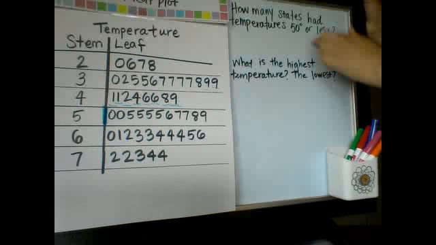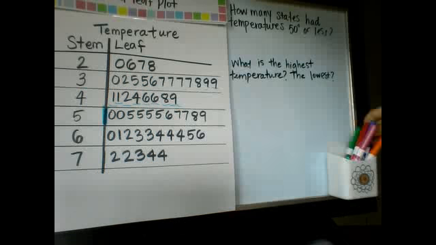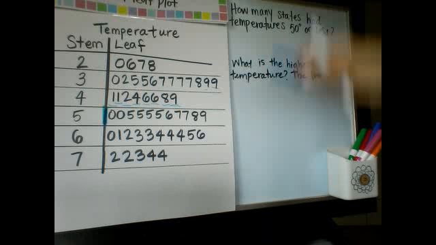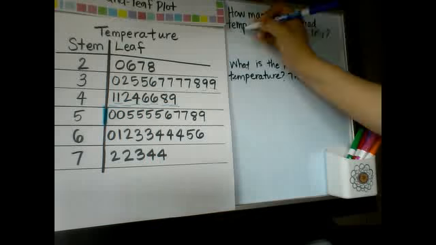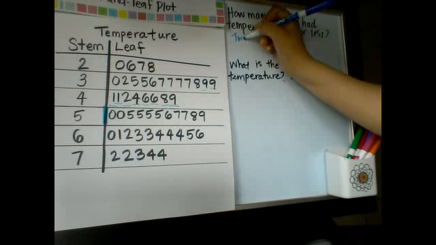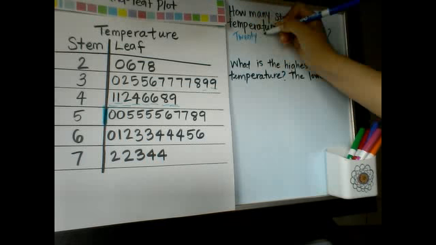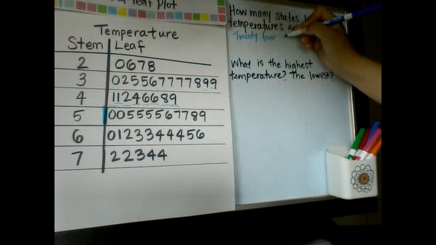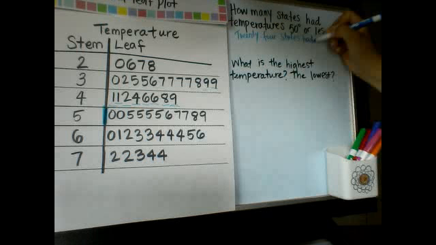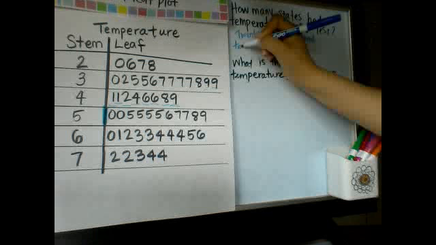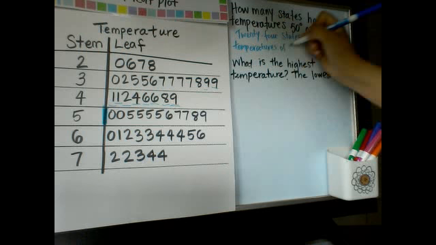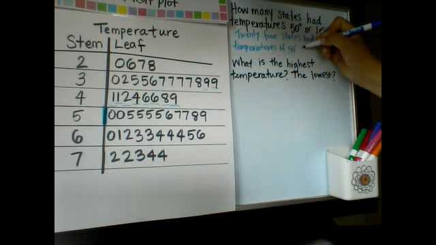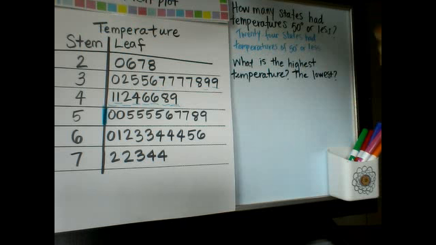So now when we answer the question, we get a blue pen for that so you can tell the question and the answer. So we are going to answer in complete sentences. So 24 states had temperatures of 50 degrees or less. Okay, period.